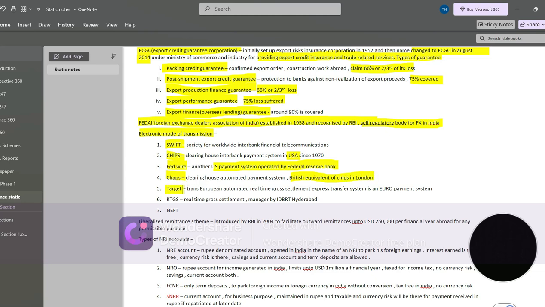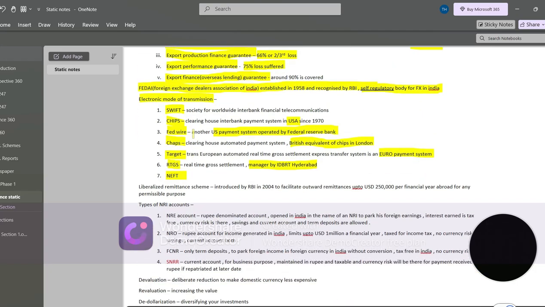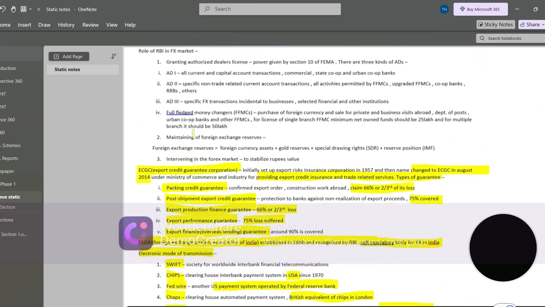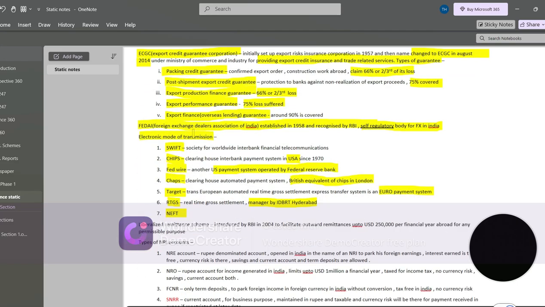TARGET, Trans-European Automated Real-time Gross Settlement Express Transfer System. It is a Euro transfer payment system. Sixth is RTGS of India. That's managed by RBI. And last is NEFT. This is basically all kinds of electronic modes of transmission.